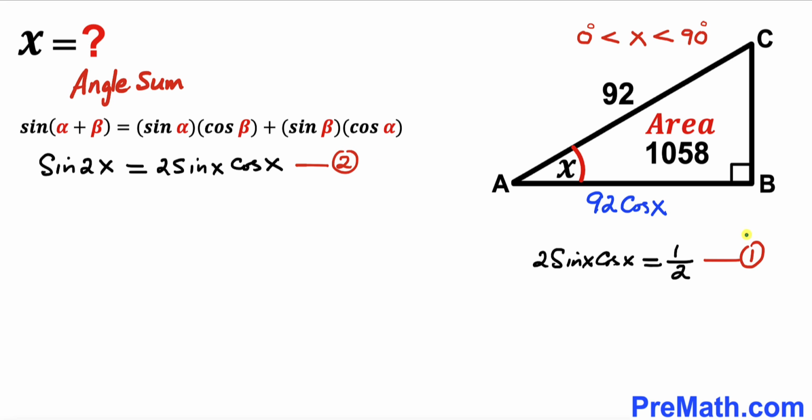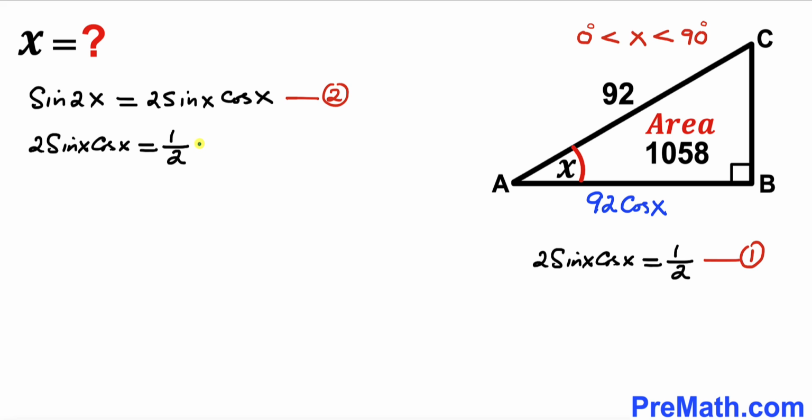Now let's focus on equation number 1 once again. I have copied down this equation 1 over here: 2 times sine of x times cosine of x equals 1 divided by 2. But from equation 2 we know that 2 times sine of x times cosine of x is simply sine of 2x. So I am going to substitute the left hand side. This is going to become sine of 2x equals 1 divided by 2.